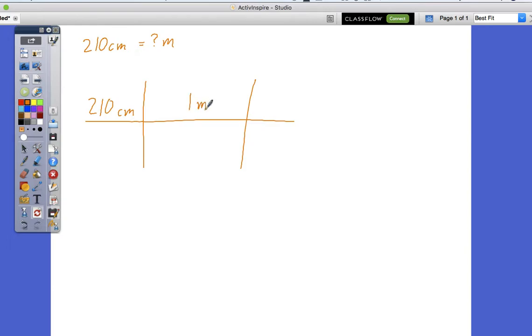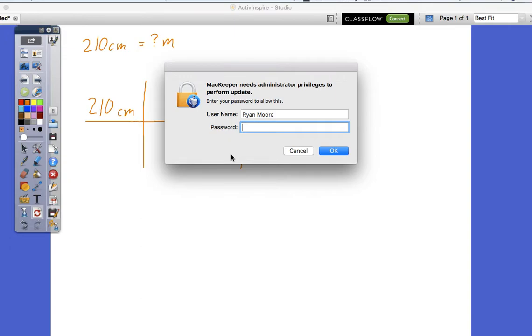Can someone tell me how many centimeters are in a meter? 100. So we have 100. All right, ready? What can we cross out?